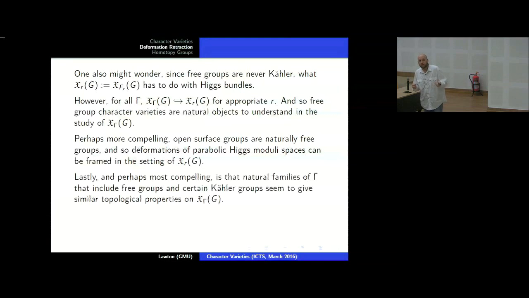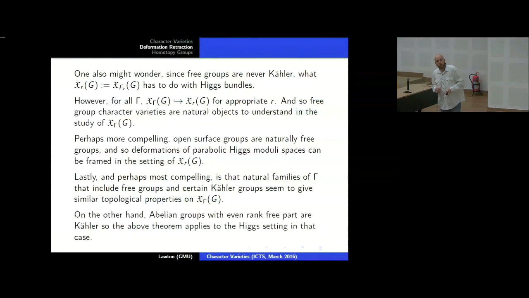But I'd say the most compelling reason to care about free group character varieties, even if free groups are not Kahler groups, is that free groups sit in natural families of gamma, where a lot of Kahler groups sit. And if you want to understand general properties of these Betti moduli spaces, very often you're looking at families of gamma that all have similar properties. And sometimes the free group case is either motivating or illuminating within the family, and some things in the family might be Kahler groups. And I have a couple of examples of that coming up.